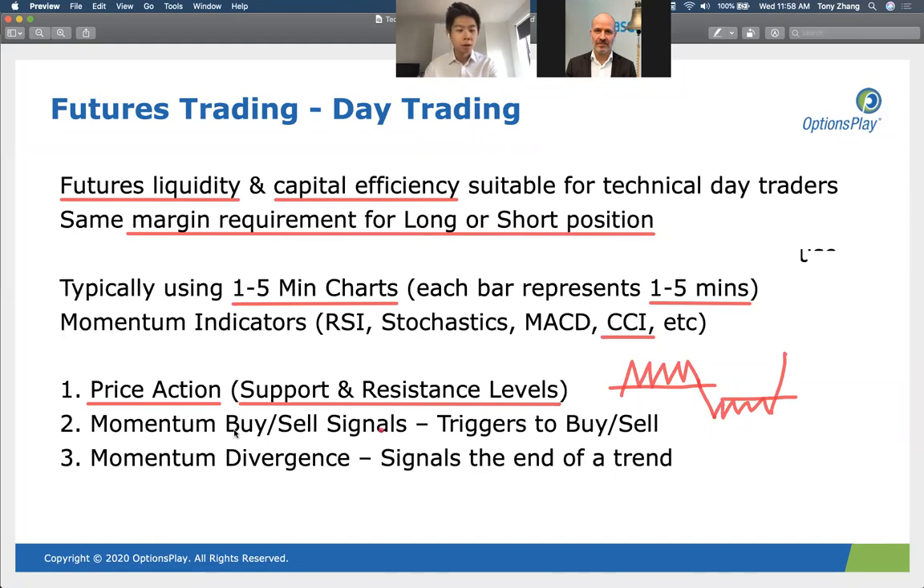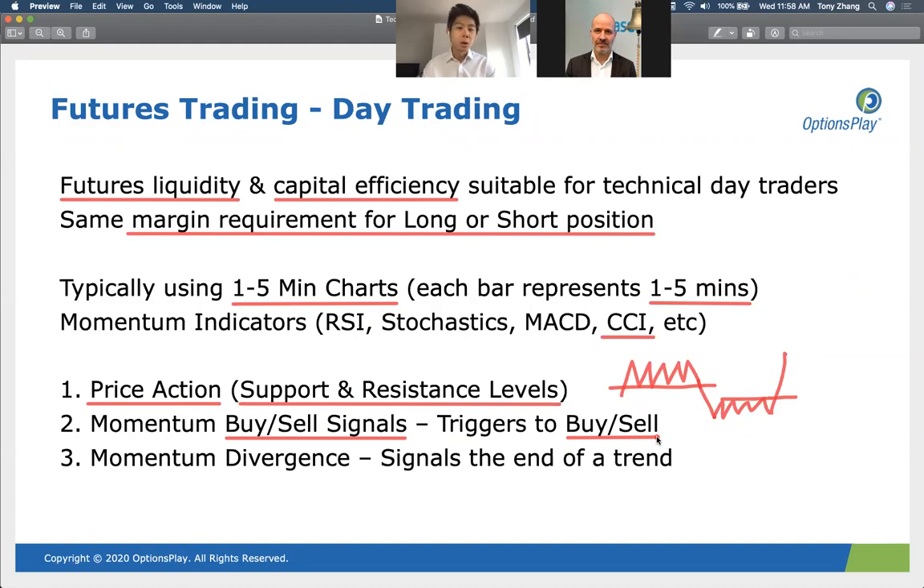Then what you needed to learn was momentum buy and sell signals. So all of these momentum indicators that I referred to, RSI, stochastics, MACD, CCI, if any of you use any of these indicators, type in which one you prefer to use in the chat window. And what you need to learn is when they trigger a buy or sell signal. Most of these indicators have very clear thresholds as to when they trigger a buy or a sell signal. You just have to learn those triggers in order to utilize them.